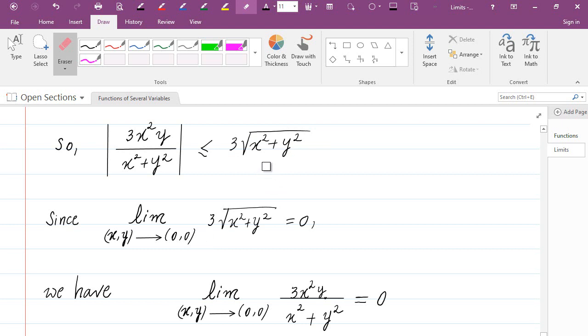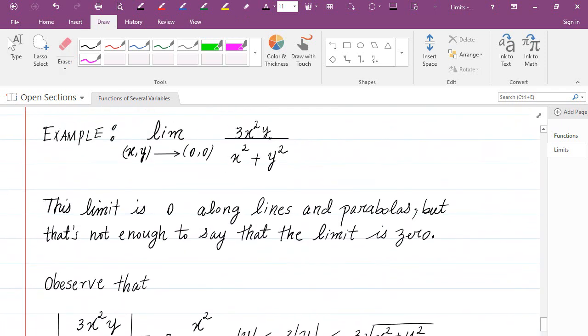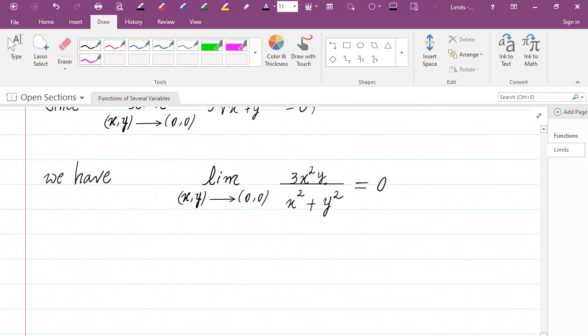Now notice that the limit of this quantity is 0 as (x,y) approaches the origin, and therefore the limit of this quantity would also be 0. So the limit as (x,y) goes to (0,0) of 3x squared y over x squared plus y squared is 0 as well. So here we have proved that this limit is 0.